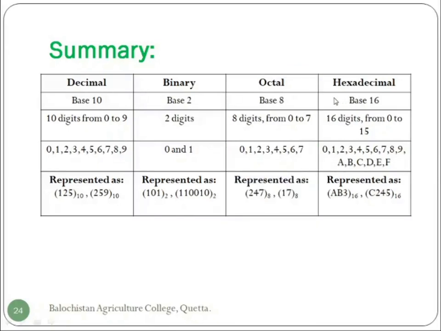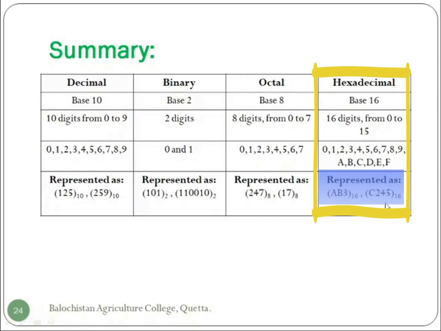The last outline which we have studied is hexadecimal. It is base 16 because it uses 16 digits from 0 to 15, and these are 0 to 9 and A, B, C, D, E and F, and in this way we can represent a hexadecimal number.